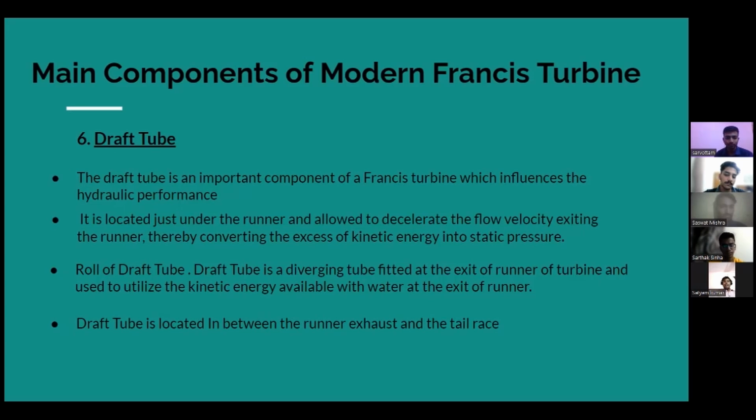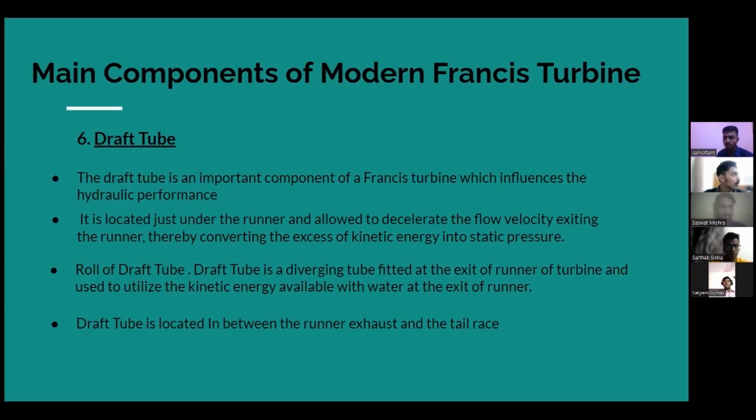The water at the exit cannot be directly discharged to the tail race. A tube or pipe of gradually increasing area is used for discharging water from the exit of the turbine to the tail race. This tube of increasing area is called a draft tube.